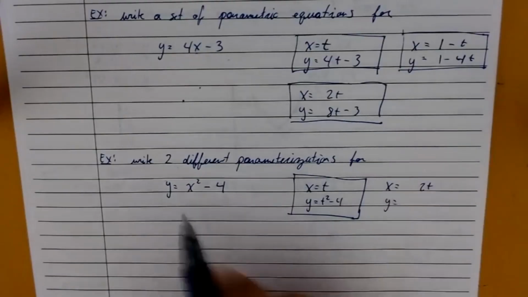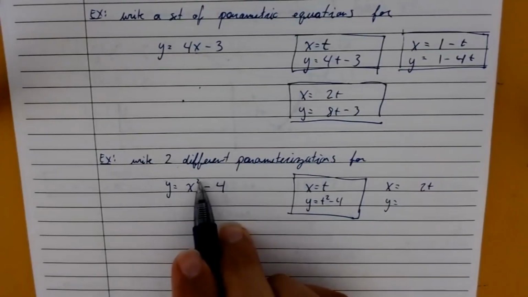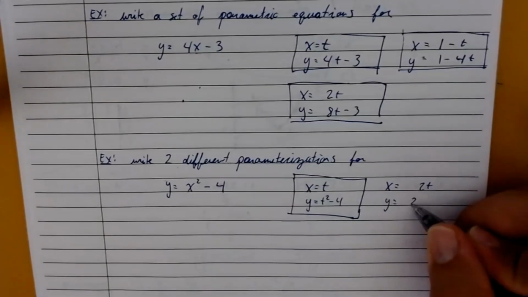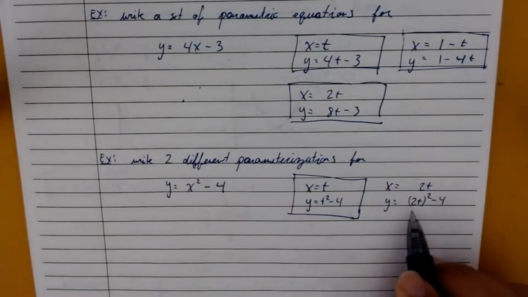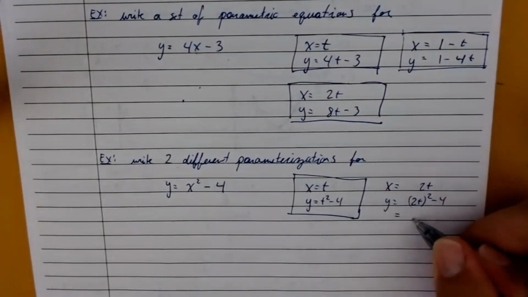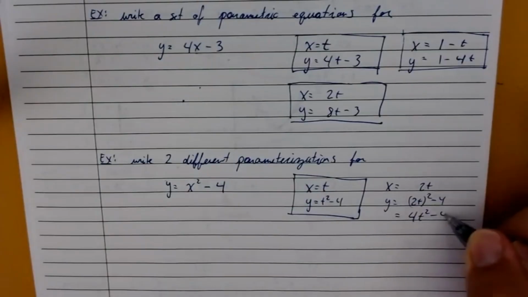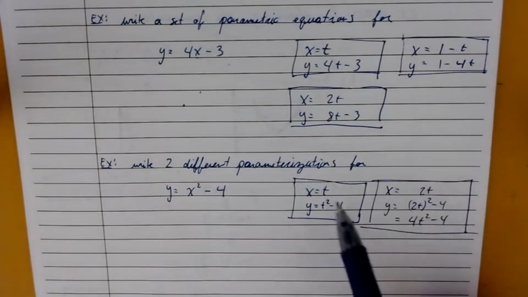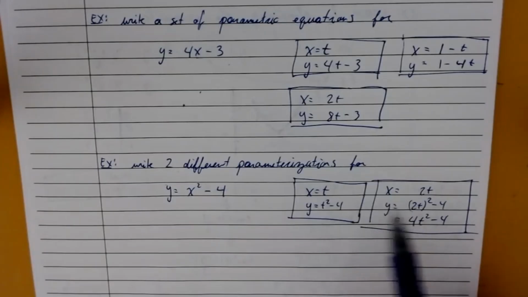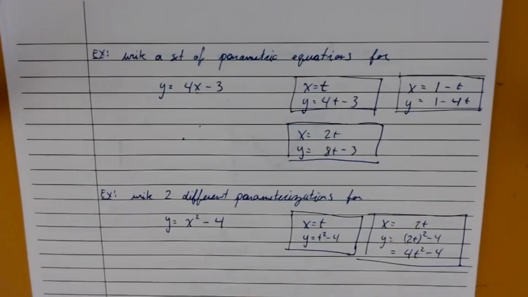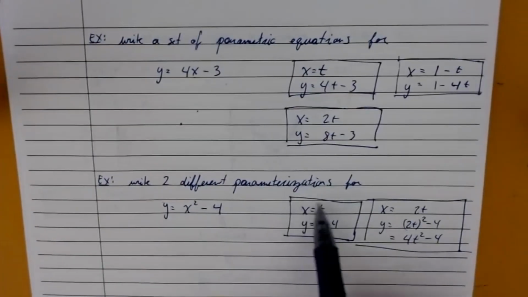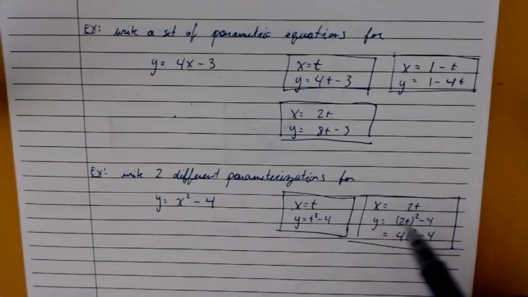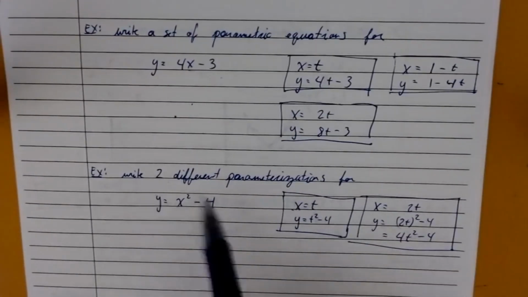All right, well then y is equal to 2t squared minus 4. And if I square 2t, well that's 4t squared minus 4. And there we go. That's another parameterization. And if you have one or both of these, great. And if you have different ones from these, those may be correct as well, as long as you chose a value for x and then substituted in to find the parameterization for y. And these are the parameterizations for your level curve.